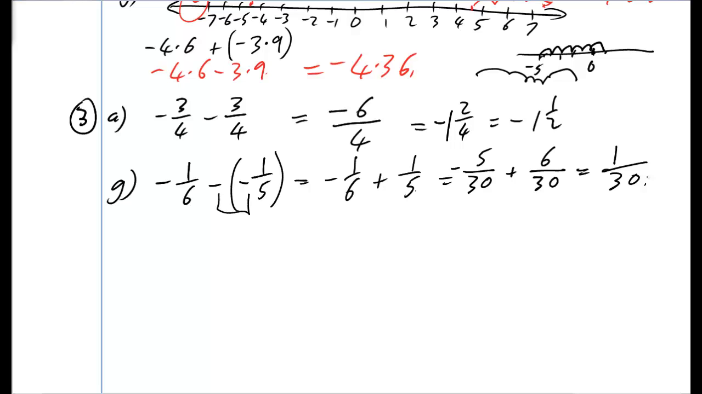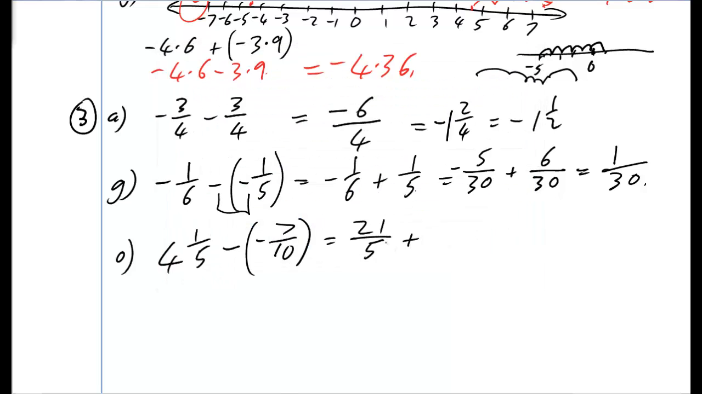Let's do O. 4 and 1 over 5. Take the opposite of 7 over 10. So let's work out what that one is. Now, we've got to change this mixed fraction into an improper fraction. So the way you do that is you go 4 times 5 is 20. So it's 21 over 5. 4 and 1/5 is 21 over 5.